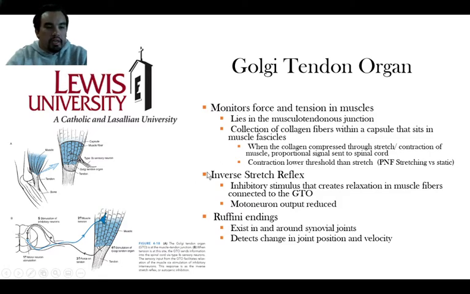We also have the Golgi tendon organ. What that does is it monitors force and tension in the muscles as well. However, this lies in the musculotendinous junction. Instead of the other ones that lie in the muscle fibers, this happens in the musculotendinous junction. This is a collection of collagen fibers within the capsule, and when the collagen is compressed or stretched through a contraction, a proportional amount of that signal is sent to the spinal cord, so it's able to tell how much tension is actually happening. A contraction has a lower threshold than a stretch. So it's like PNF stretching versus static stretching.